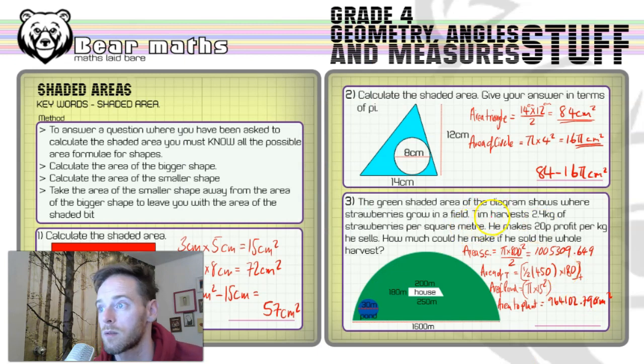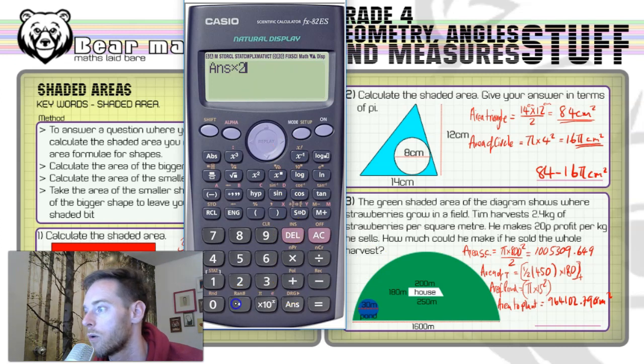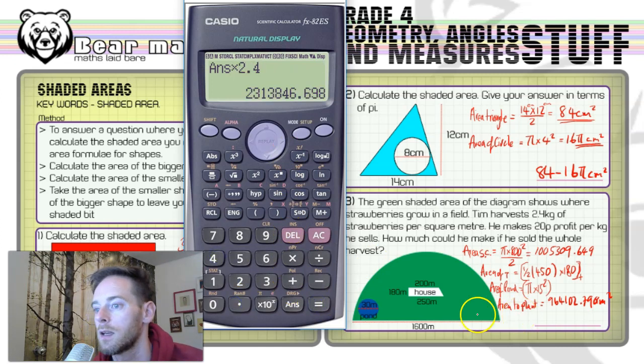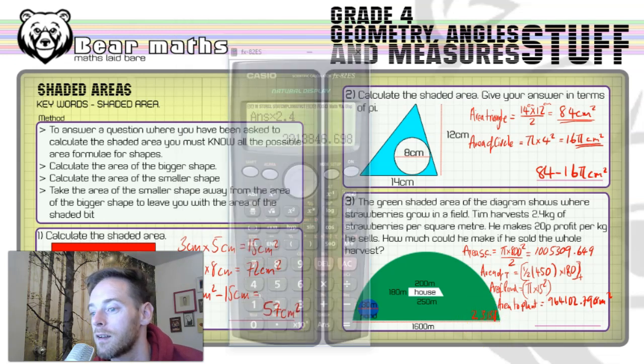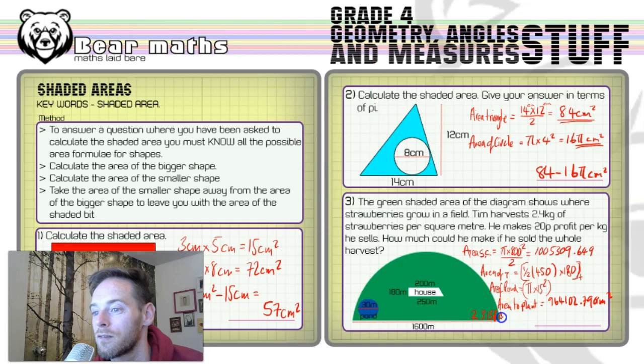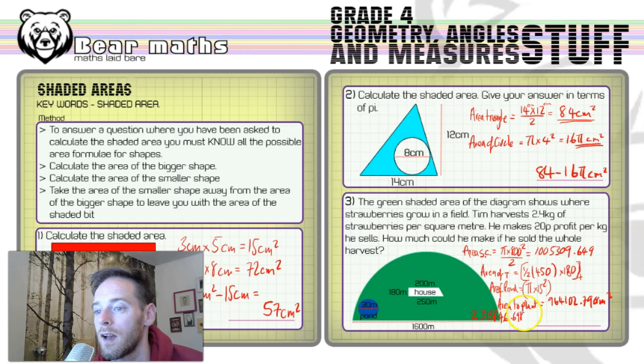All right, so pretty big area of the field. So let's go back to the question, reading the words. Tim harvests 2.4 kilograms of strawberries per square meter. All right, so let's multiply our answer by 2.4 because that's how many kilograms he'll be able to do. So multiply by 2.4. Okay, so that's 2,313,846.698 kgs of strawberries.